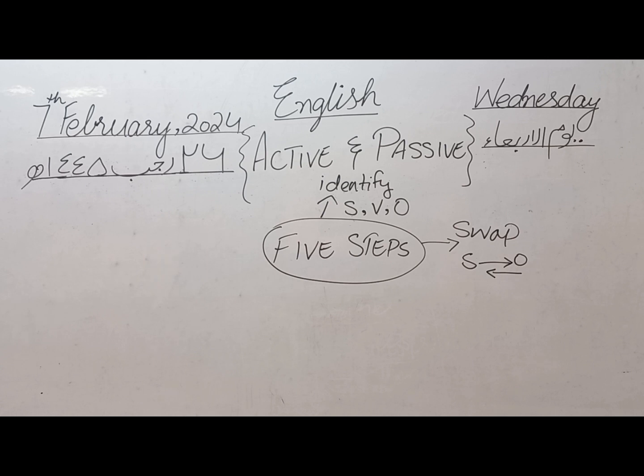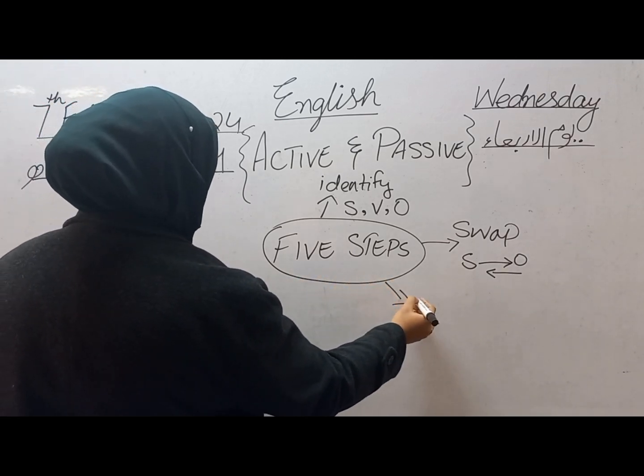The subject will be written into the object place and the object will be written into the subject place. This is a very important thing that we need to do. The second step is that the subject will be written into the object and the object will be written into the subject place. You need to swap the places of these two things. So the first step was to identify the subject, verb and object in a sentence, and the second step is to swap the subject and the object, their places. Right? Very good.